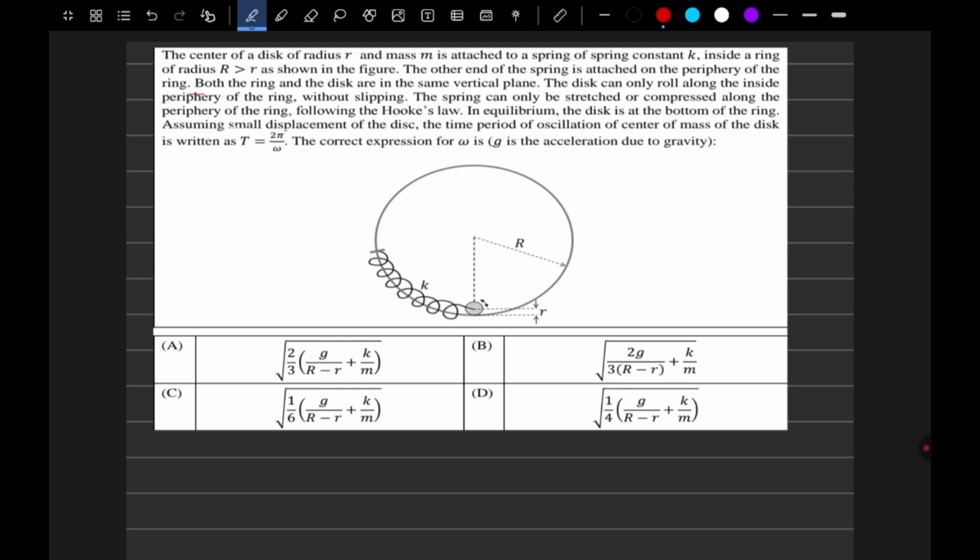Assuming small displacement of this disk, the time period of oscillation of the center of mass of the disk is written as T equals 2 pi by omega. The expression for omega is.